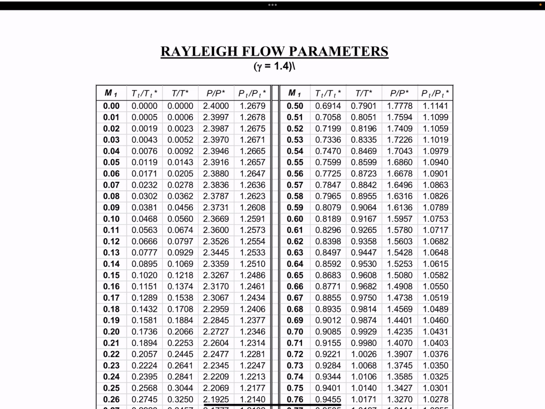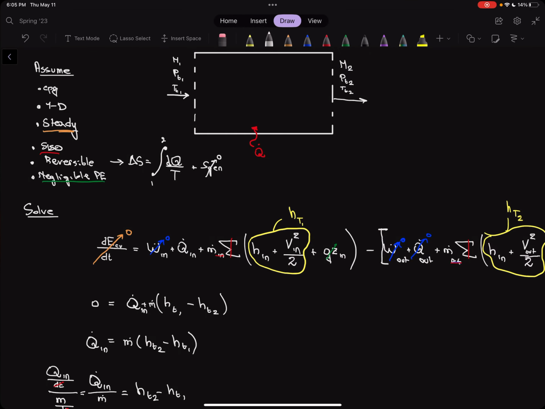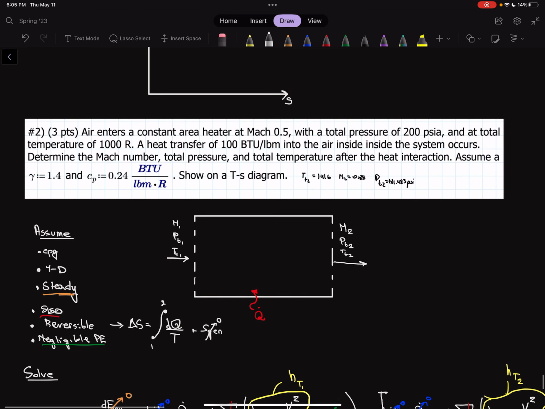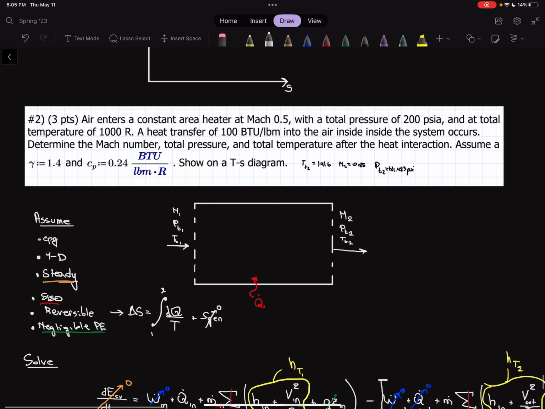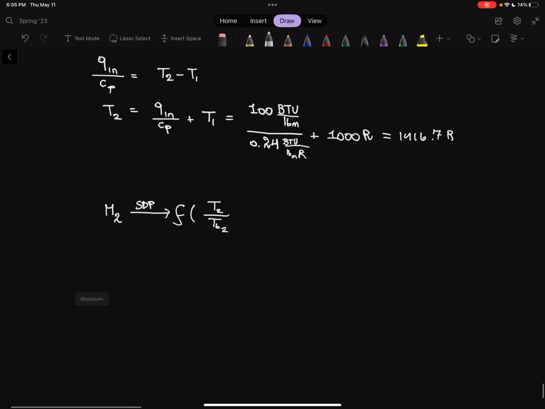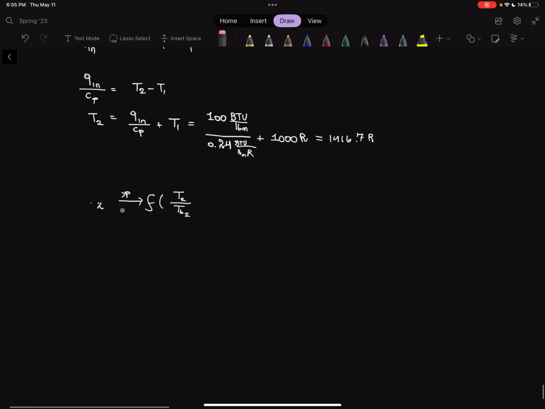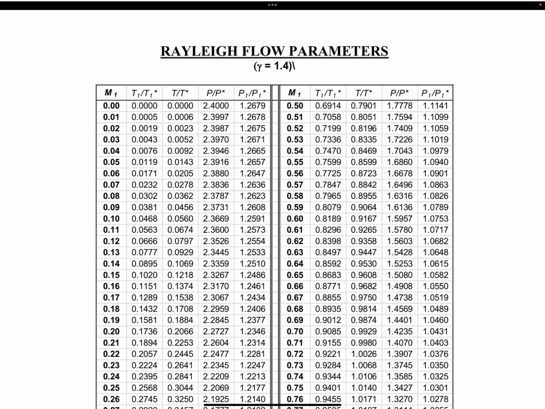So what we're going to do is we're going to say, do we have an M1? I think they gave us an M1, and Mach 1 is 0.5. So this is what we're going to have to do, kind of like what we did earlier. We're going to have to do 0.5. We're going to have to start from the ratio that we want, which is P2 over P star.